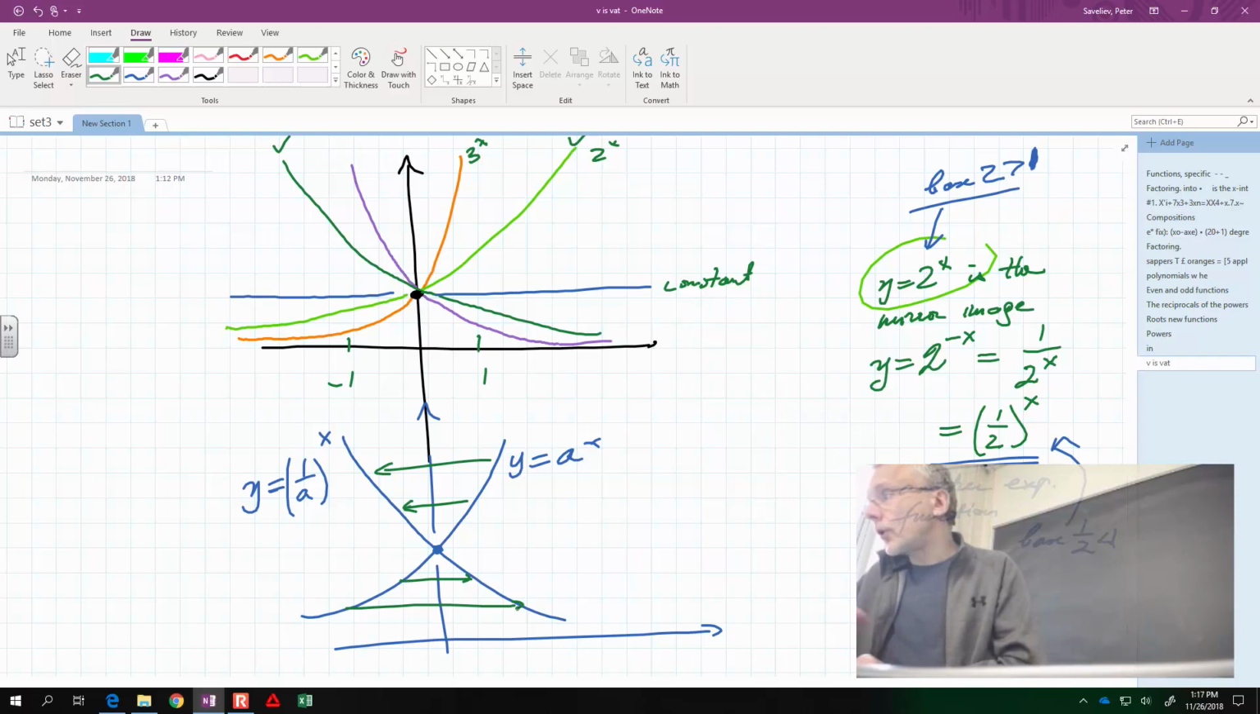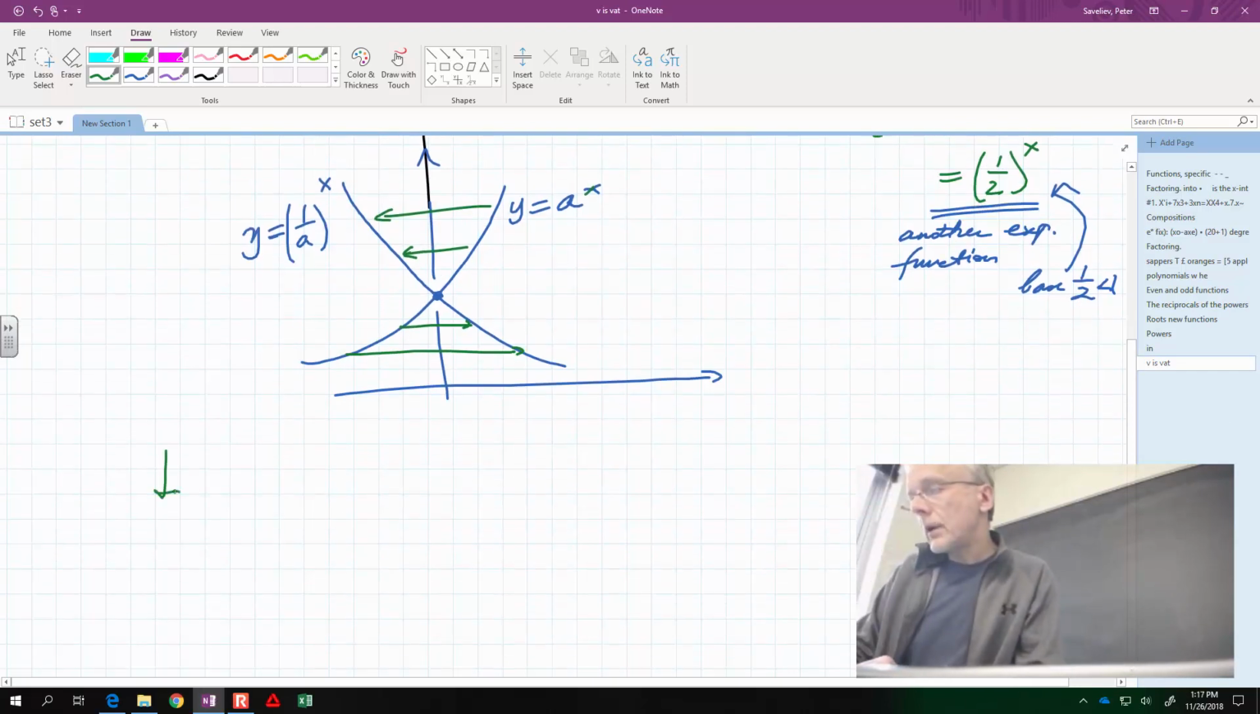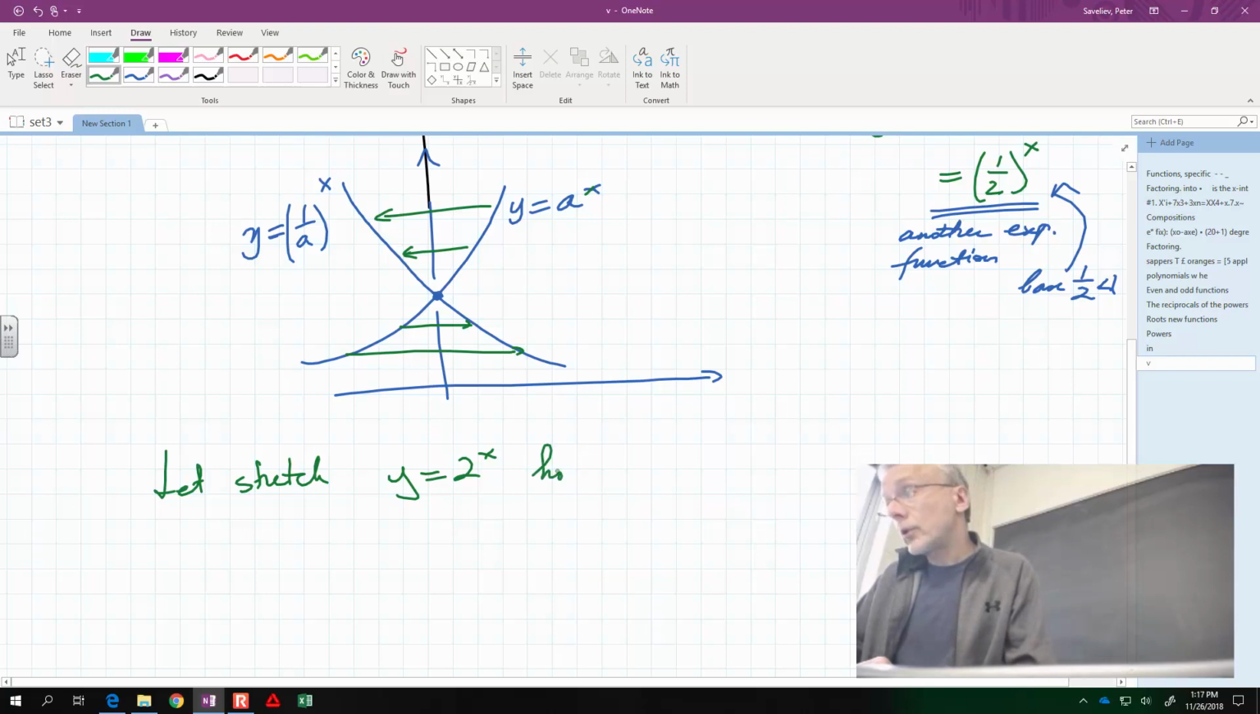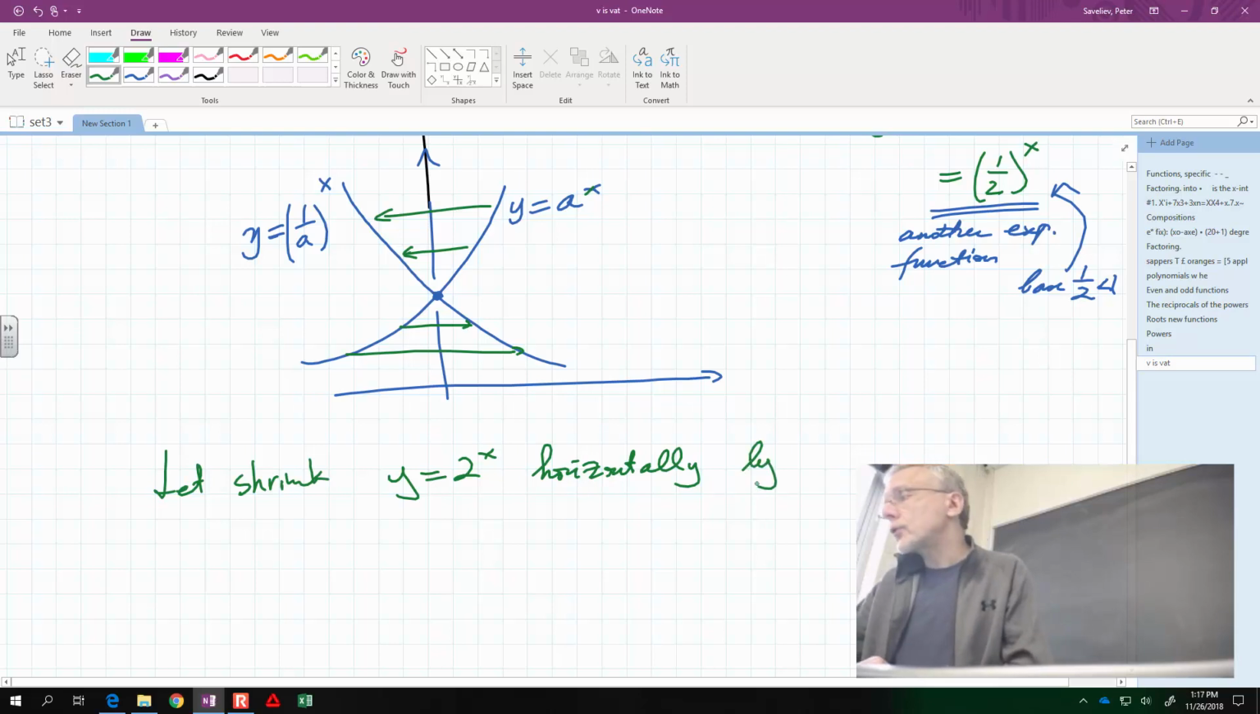There is also another thing to discover about the patterns or connections between the different exponential functions. So what if we stretch y equals 2 to the x horizontally? Well, let's shrink it. We shrink y equals 2 to the x horizontally by a factor of 3. What's its graph?